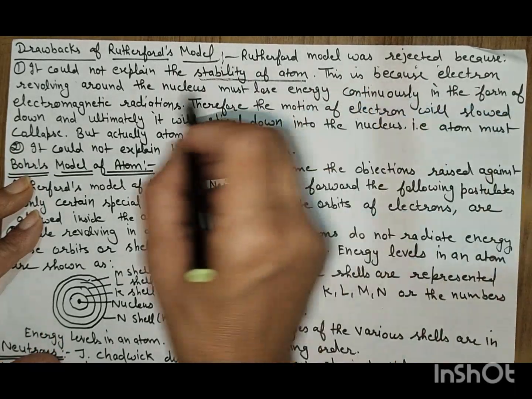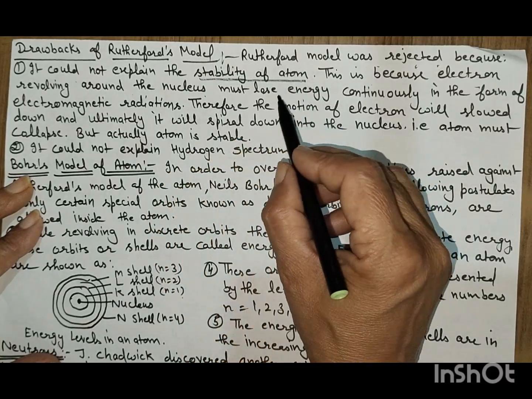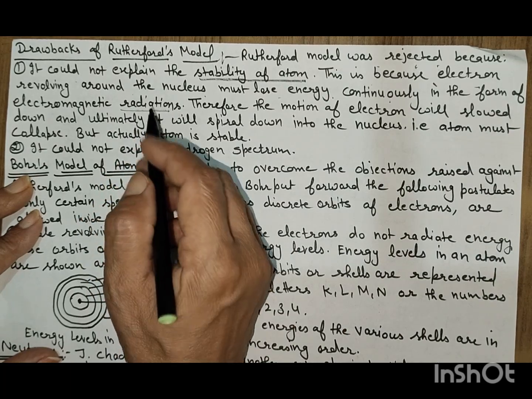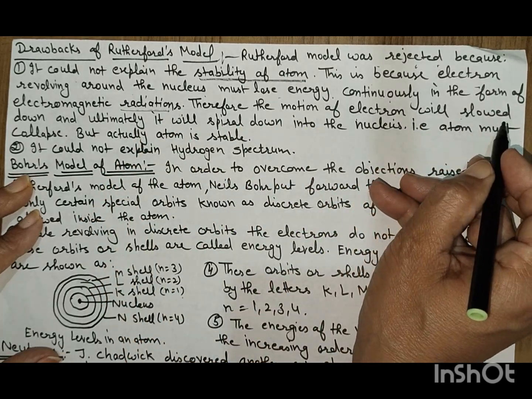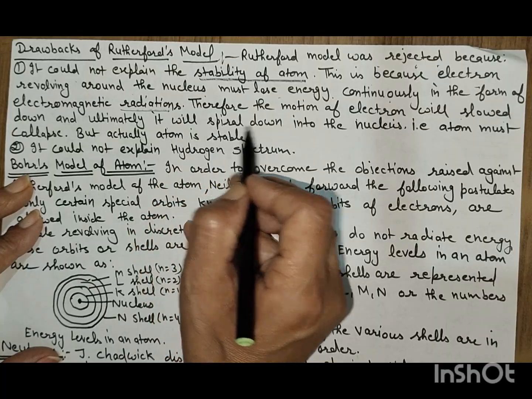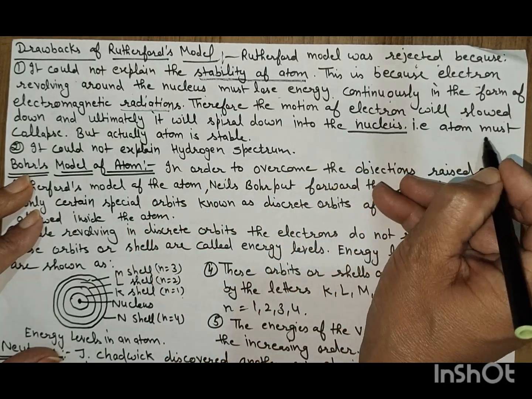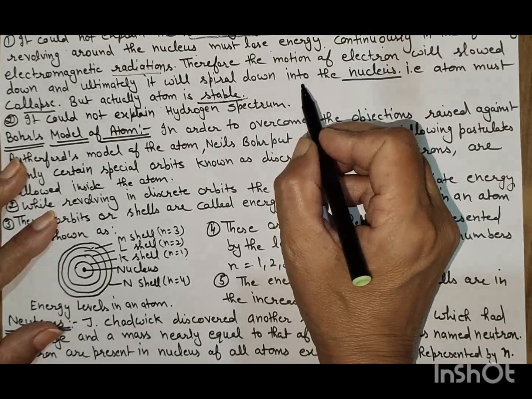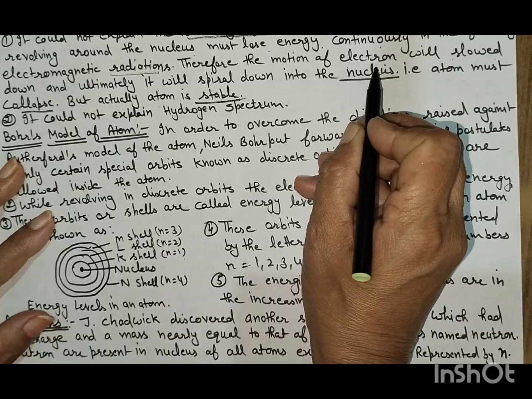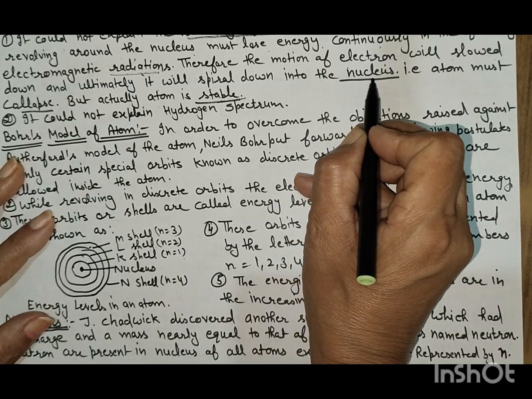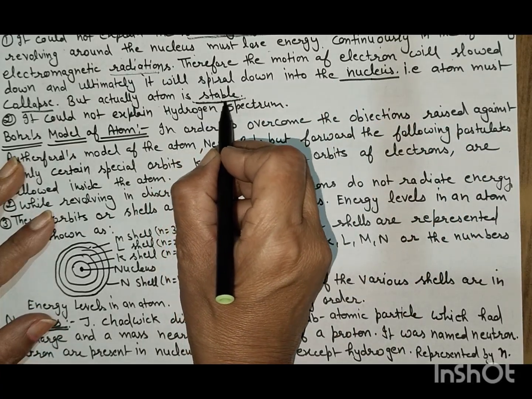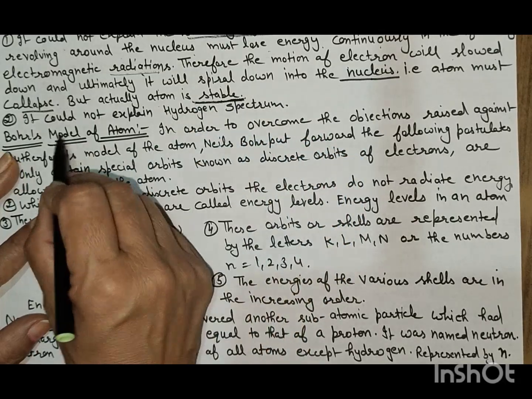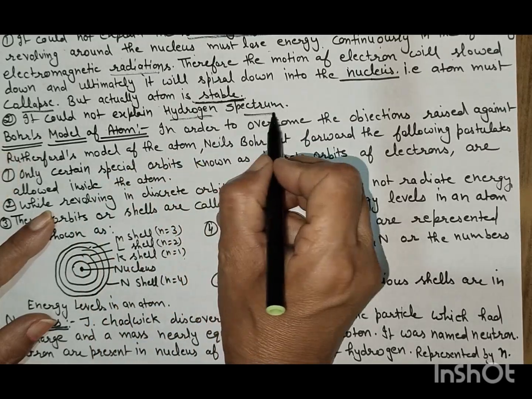This is because electrons revolving around the nucleus must lose energy continuously in the form of electromagnetic radiation. Therefore, the motion of electron will slow down and ultimately it will spiral down into the nucleus. That is, atom must collapse, but actually atom is stable. This was not the right concept. It also could not explain the hydrogen spectrum.